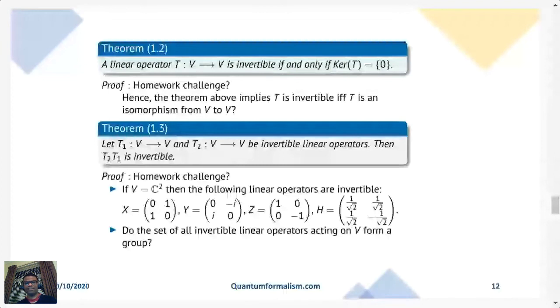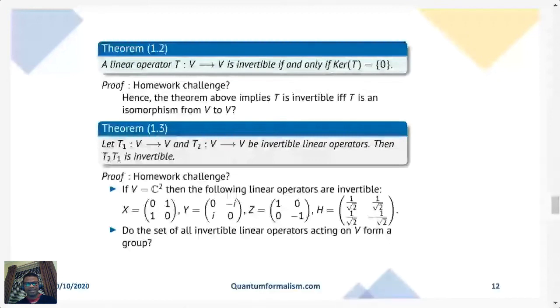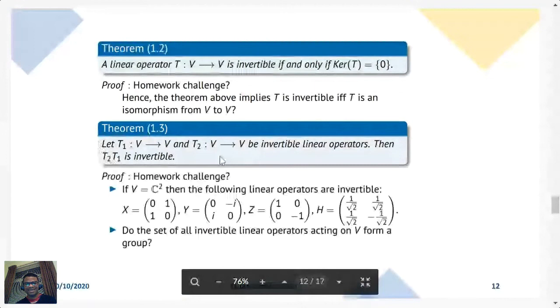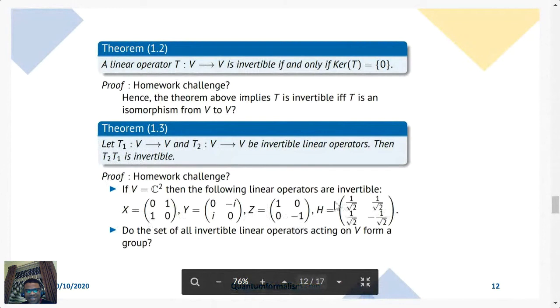So that means obviously if T is invertible, then T is also an isomorphism, right? Another important result, and this is why invertibility is very important: when you have two invertible operators, their composition, their product, is also invertible. So this is very interesting. Here are some toy examples that all of you coming from quantum computing or quantum mechanics will be familiar with, that these are invertible, right?